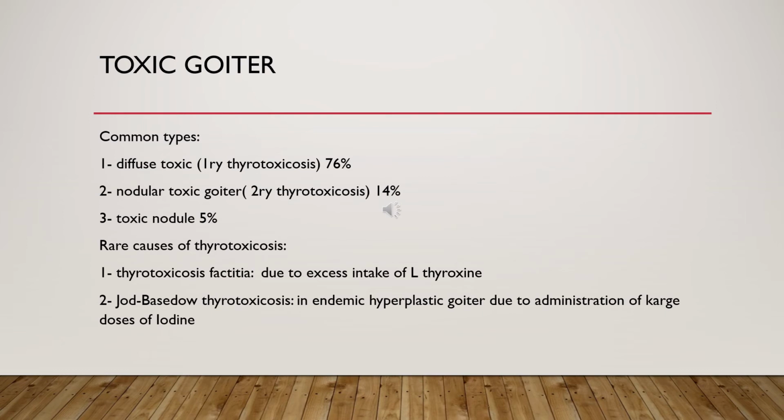Toxic goiter. Common types: diffuse toxic goiter, nodular toxic goiter, and toxic nodule. Other rare types include thyrotoxicosis factitia and struma ovarii.